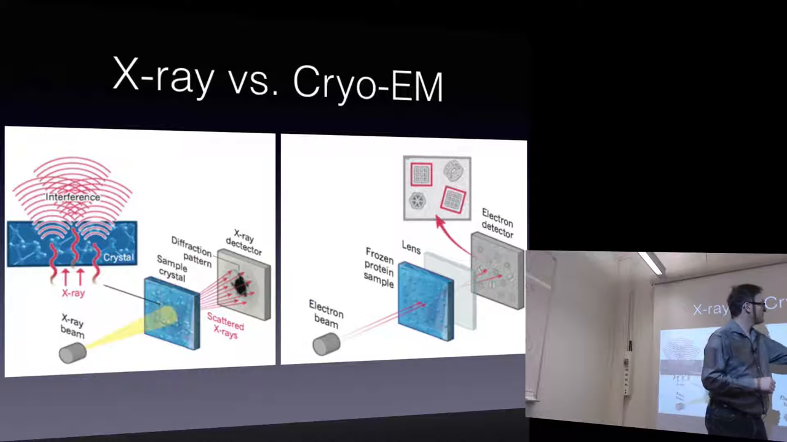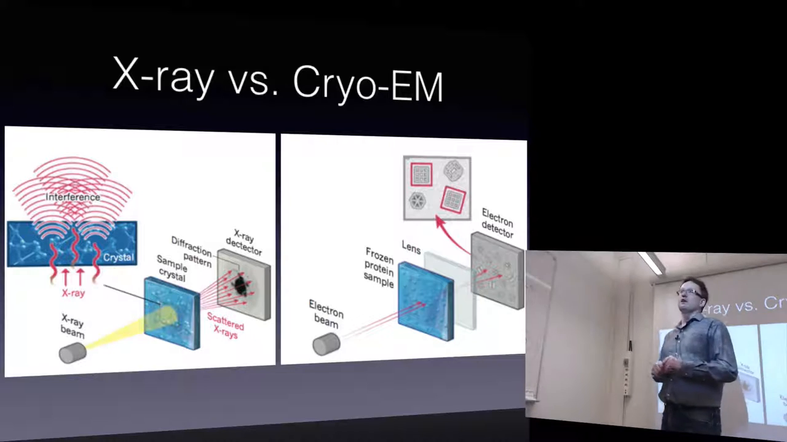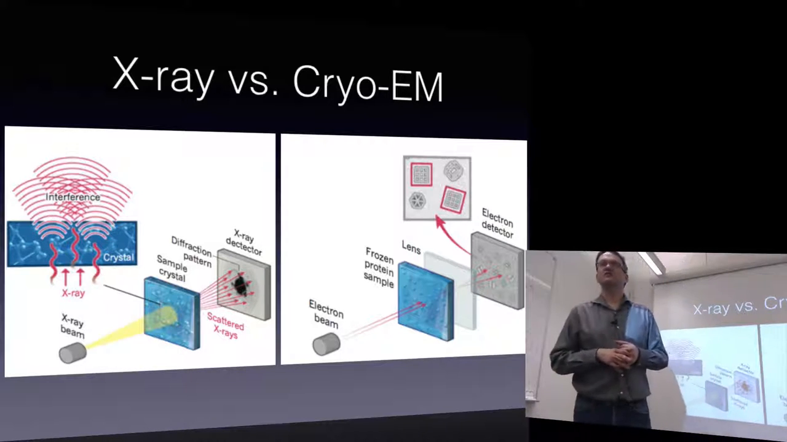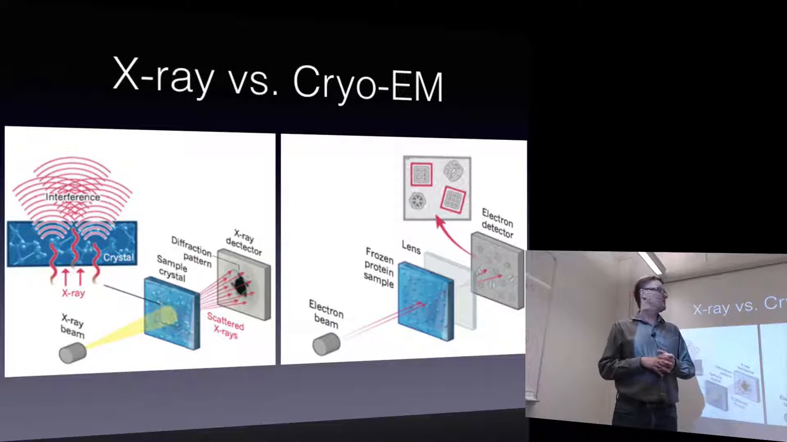And then you can see particles. So the way we then do this is that you take thousands or even millions of images, and then we let computers sort this out. Because there is one small complication.